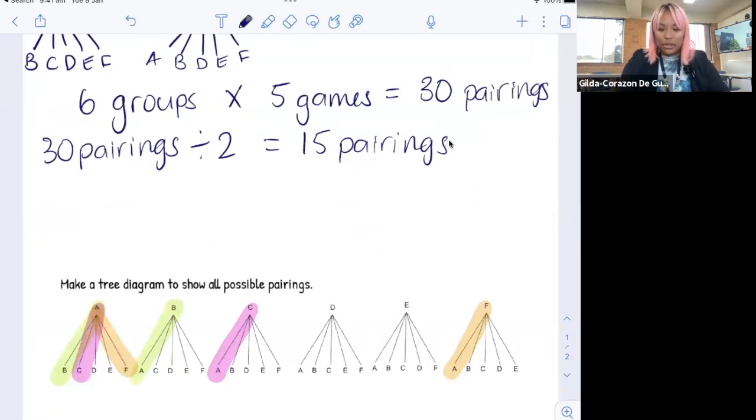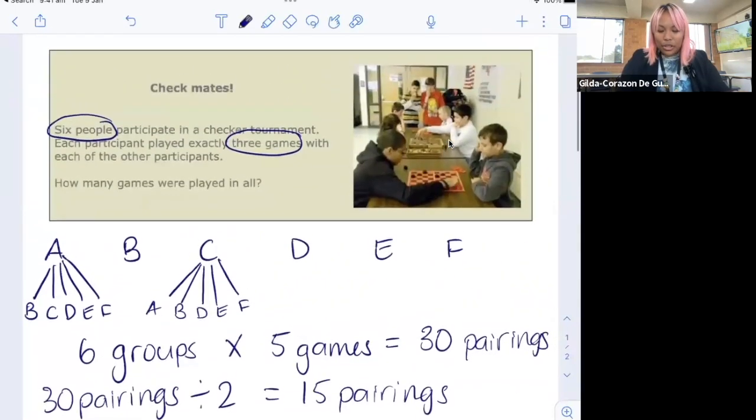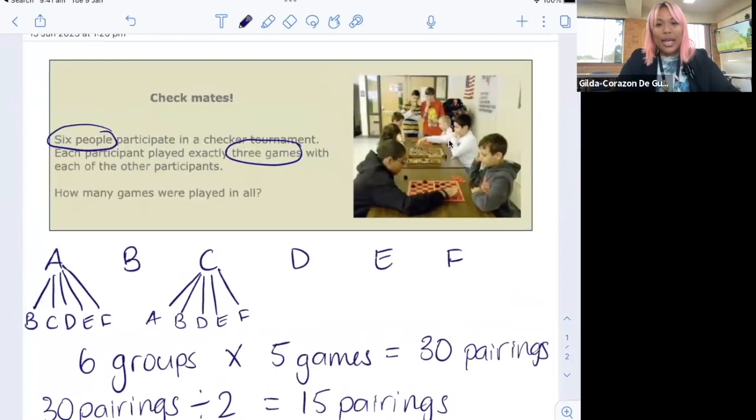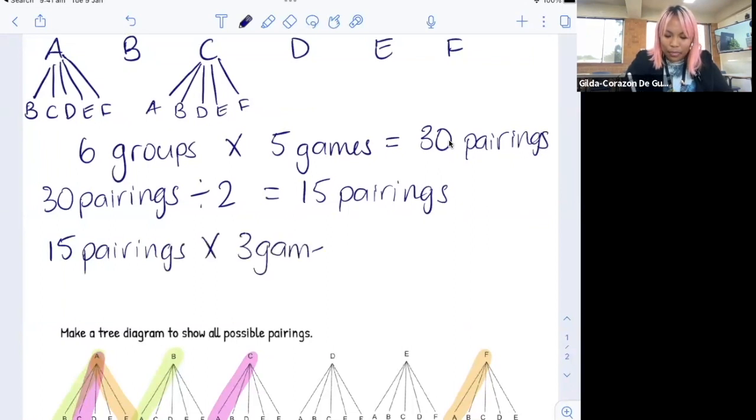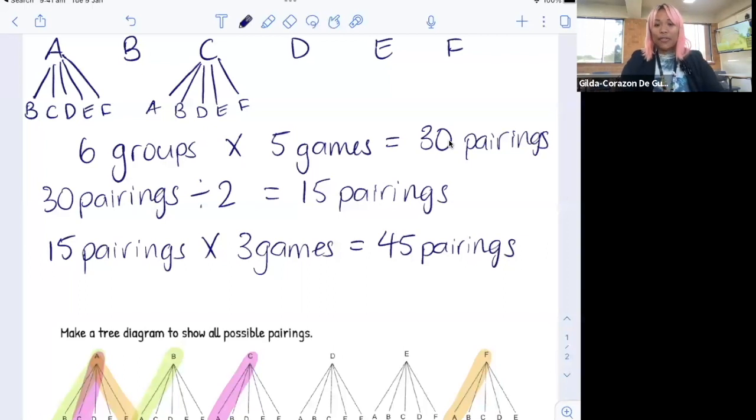Now we'll come back to the question, and it says that they have played 3 games each per pairing. So if they've played 3 games per pairing, that means we're going to do 15 pairings times 3 games each, which equals 45. So in total, there were 45 games played.